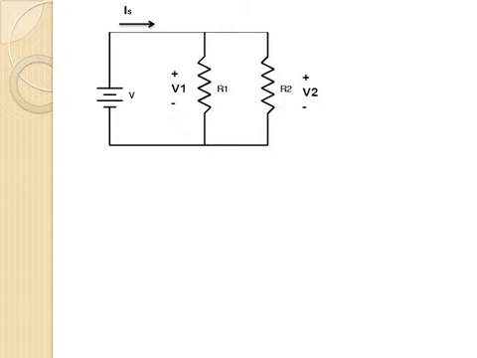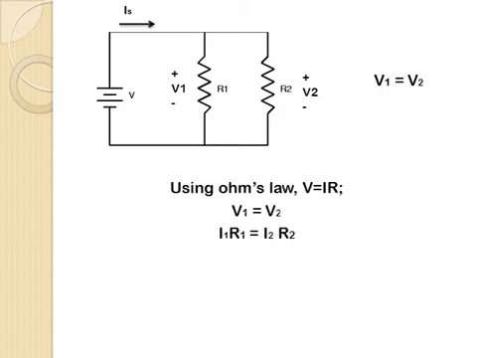When it comes to a parallel circuit, the voltage across the components in parallel are the same. So in this case, V1 is equal to V2. The voltage across the resistor R1 is equal to the voltage across the resistor R2. So using Ohm's law, V equals IR, we can say I1 times R1 is equal to I2 times R2.